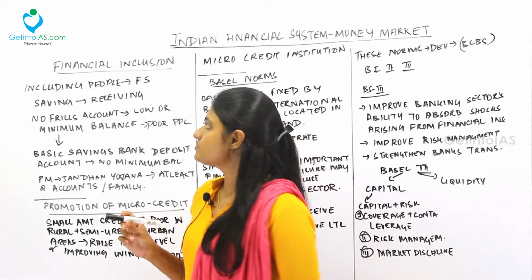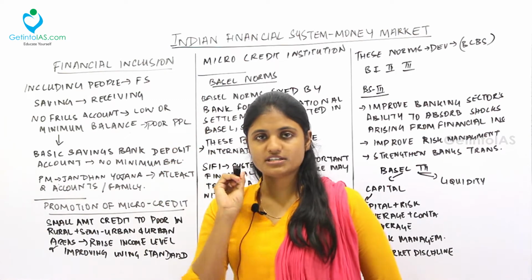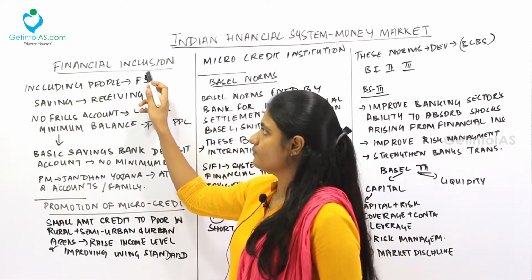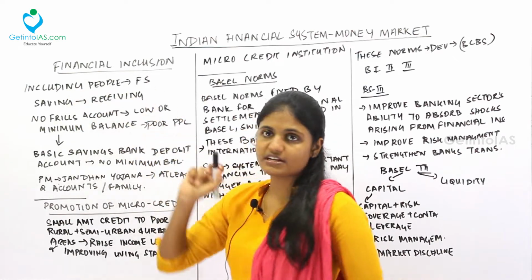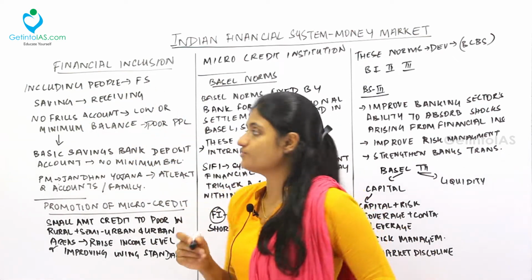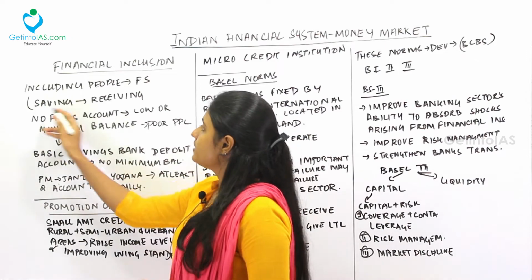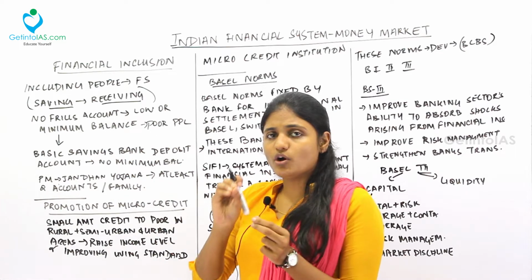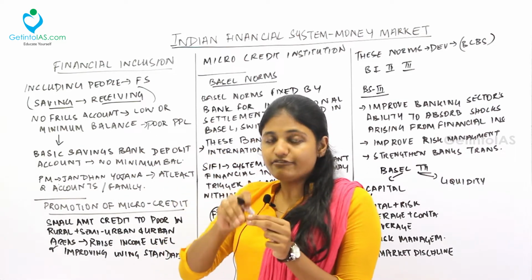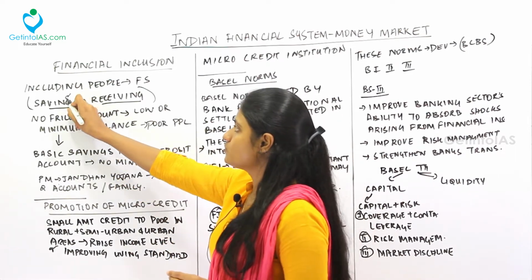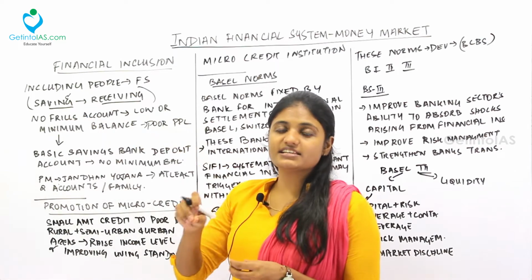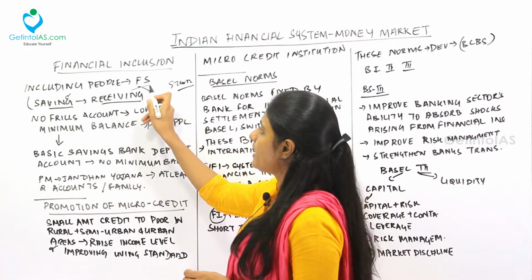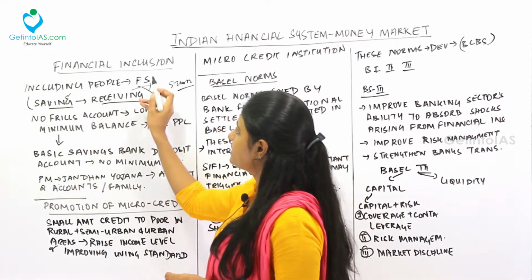So now moving to the next topic, financial inclusion. What is called financial inclusion? It is including people into the financial system. You are bringing a lot of people into the financial system. That is called financial inclusion. So you are basically bringing people into savings and receiving loans. If I do not have any bank account, after opening the bank account, I save. So I deposit. After that, in case I need to start a business, I get a loan from the bank. So this is bringing a person inside the financial system.